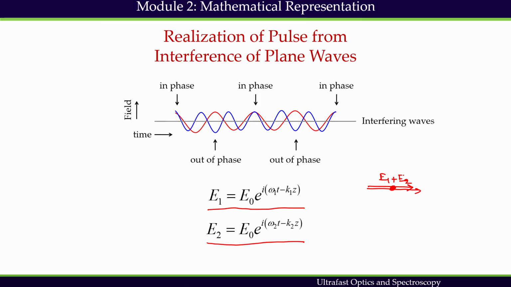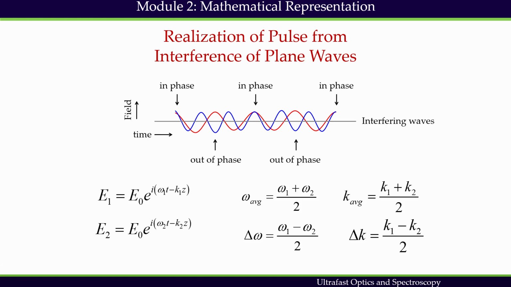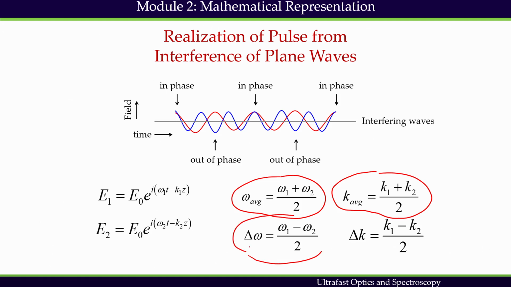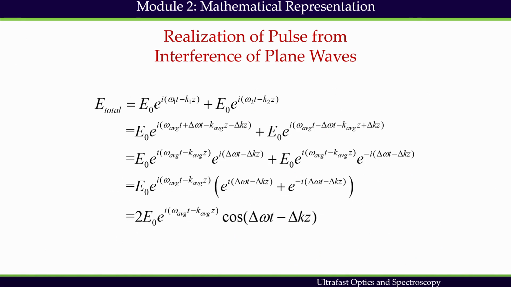Here we note that we have taken two different magnitudes of k vectors because their frequencies are different, and we have seen that k is related to frequency. However, their directions can be the same. Now let us define omega average as (omega 1 plus omega 2) by 2, k average as (k1 plus k2) by 2, and delta omega as (omega 1 minus omega 2) by 2, and delta k as (k1 minus k2) by 2. If we insert them in these equations and calculate the total field due to the interference of these two electromagnetic waves propagating along the same direction, we find, after doing simple math, we get this.